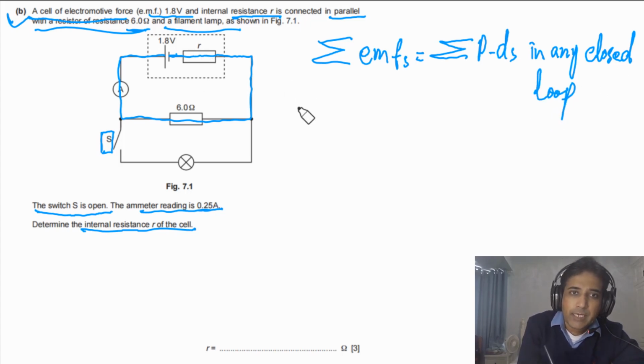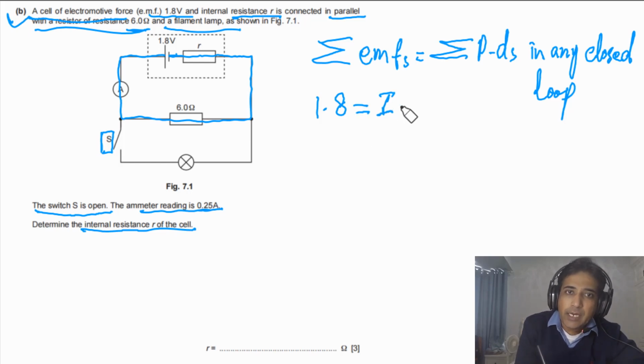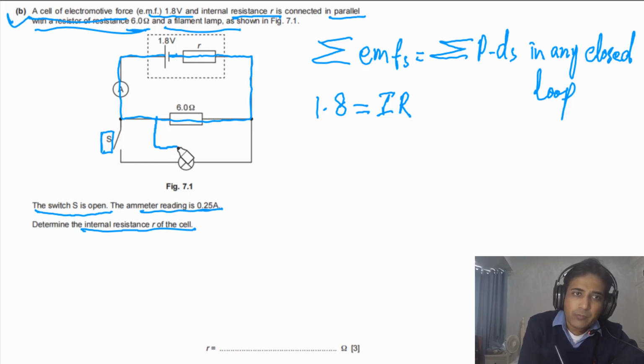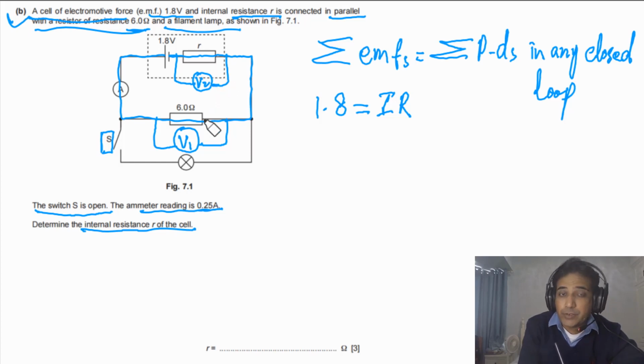So in this case, we have EMF that is equal to 1.8 volts. And we have current I times capital R. We have PD across this one. We can also draw a voltmeter here. So we can say this is voltmeter 1, this is V1. And across this one, let's say here we have V2. But actually you cannot connect inside. But just for understanding, we are saying PD across this one is V2.